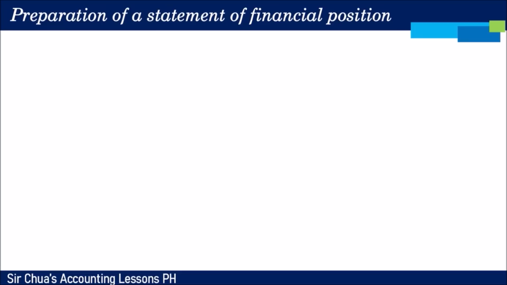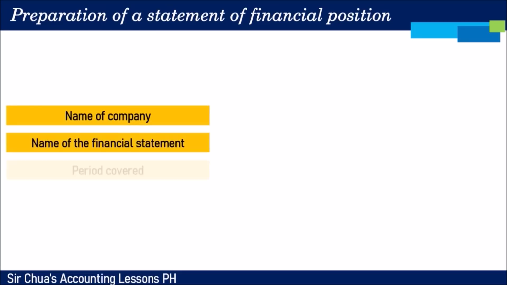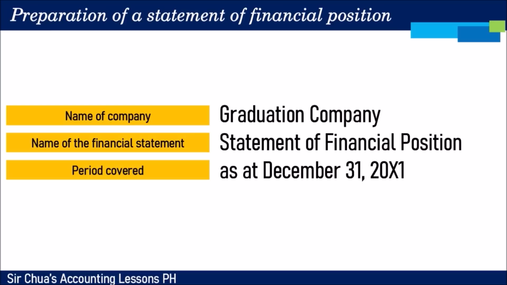Let's start. Okay. So, the statement of financial position, syempre maglalagay ko muna ng heading. Name of company, name of the financial statement, and period covered. So, name of company is graduation company, and then name of the financial statement, statement of financial position, and then the period which is as at December 31, 20x1. Pwede namang wala na yung as at, pwedeng diretso December 31, 20x1. No problem.